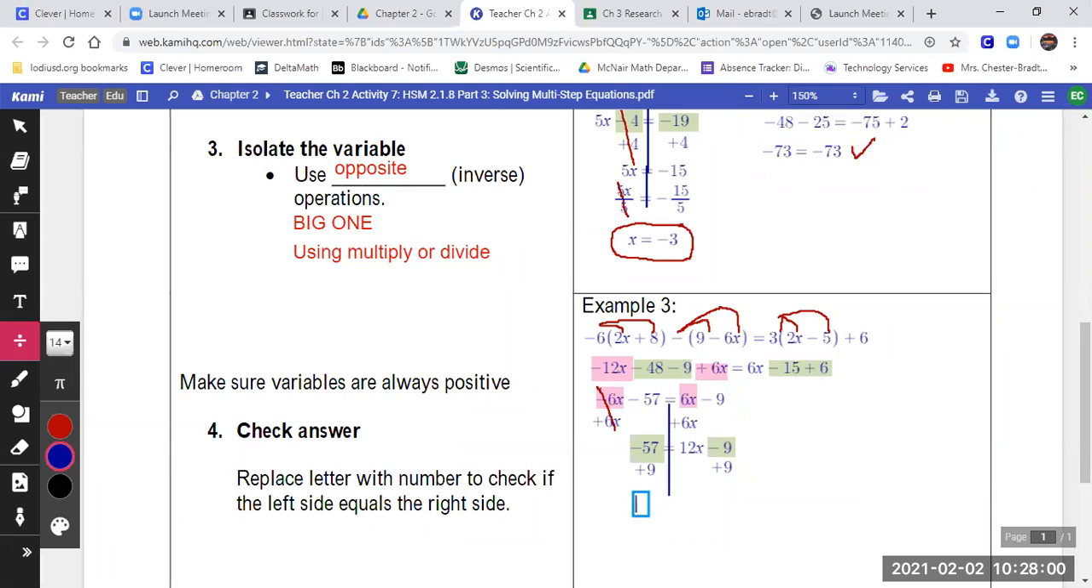-57, +9, subtract and keep the sign of the bigger one. So what are we going to get for our answer? -48. Thank you. -48 has to equal 12x.